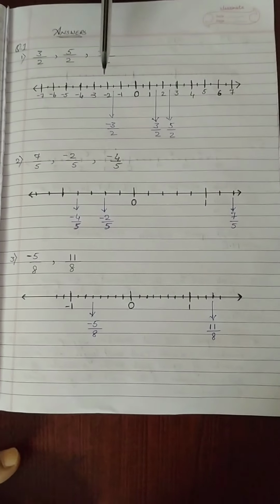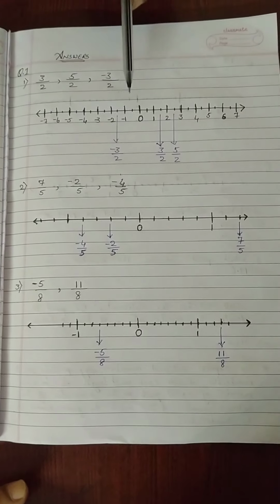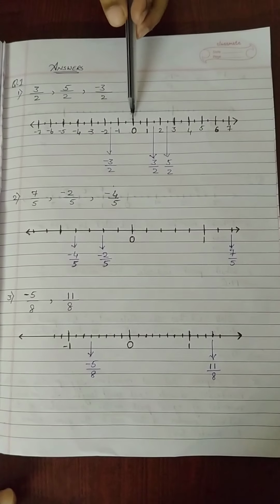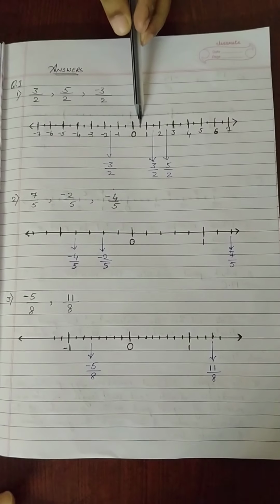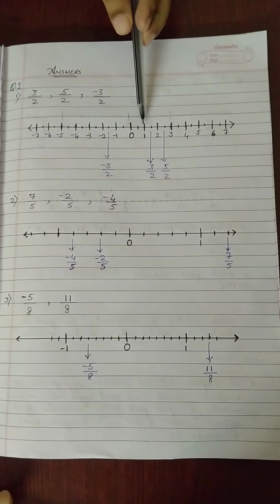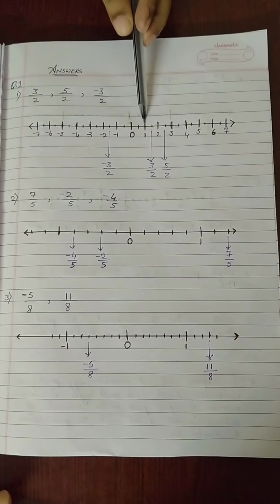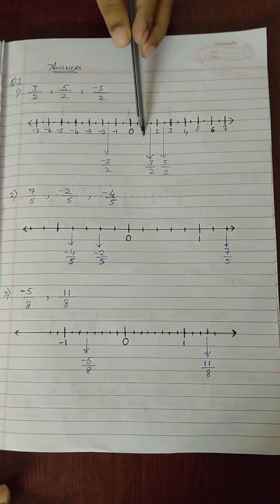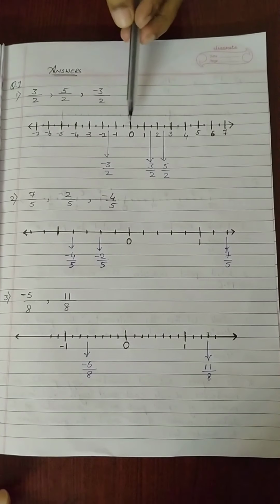Now this number line is divided into equal parts with a denominator of 2. So after 0, this small line is 1 by 2. The second big line is 2 by 2. As we know, 2 divided by 2 is 1. So that is 1. So this way the number line is divided.